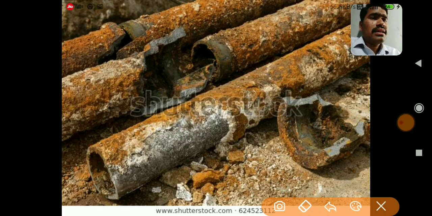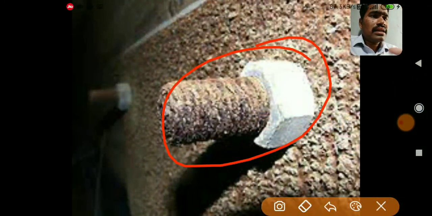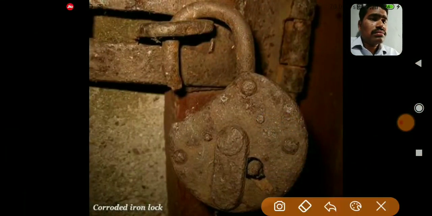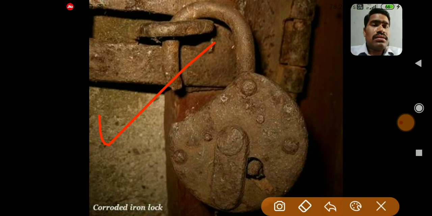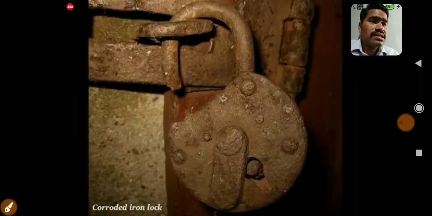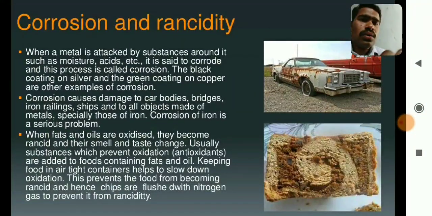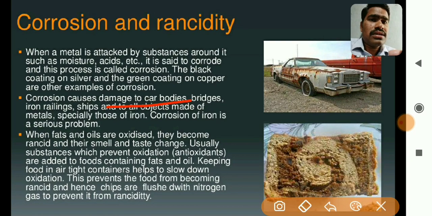Now when these metal pipes are exposed to the surroundings, you can see this bolt also is getting corroded, wearing and tearing. Now if you see this lock, for a long time it has been exposed to moisture and air, so it has got corrosion on it. So this is how corrosion takes place. Corrosion causes damage to car bodies, bridges, iron railings, ships and all the other objects made of metals, especially those of iron.